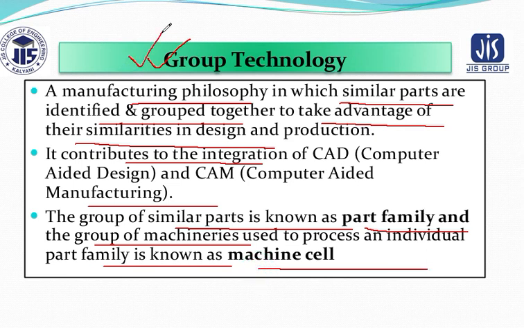So if I come to a summarization, group technology is none other than a manufacturing philosophy in which similar parts are identified and grouped together to take advantage of their similarities in design as well as in production. Basically, it contributes to the integration of CAD, computer-aided design, and CAM, computer-aided manufacturing. And the group of similar parts is also known as a part family, and the group of machineries used to process an individual part family is also known as a machine cell.